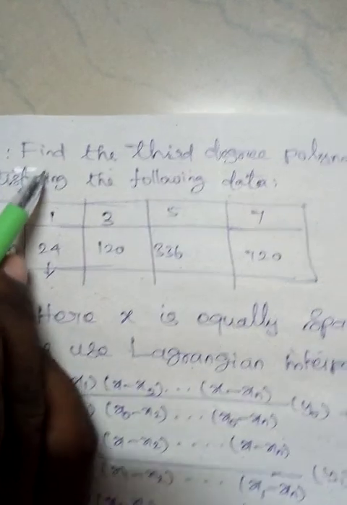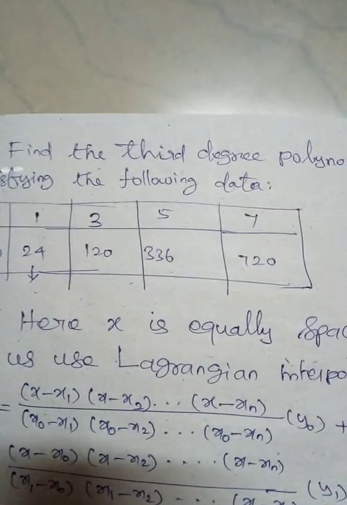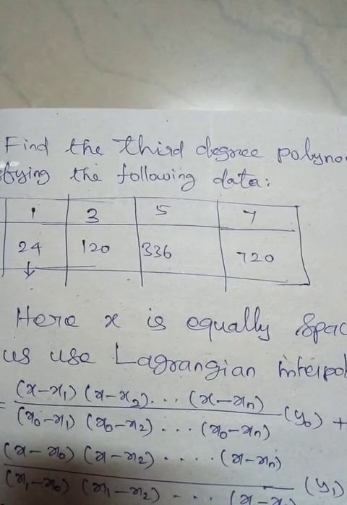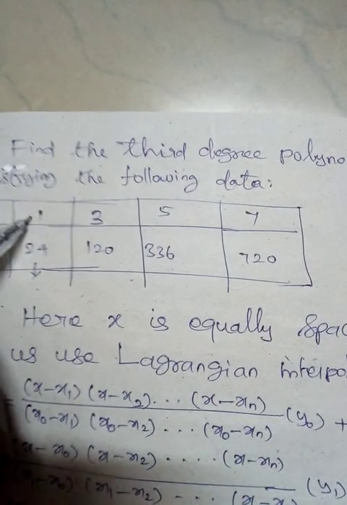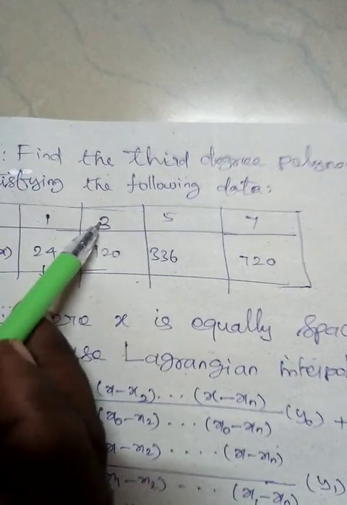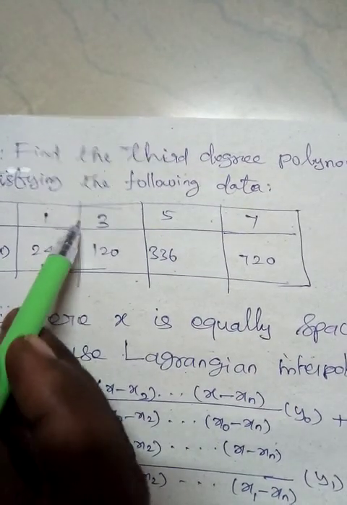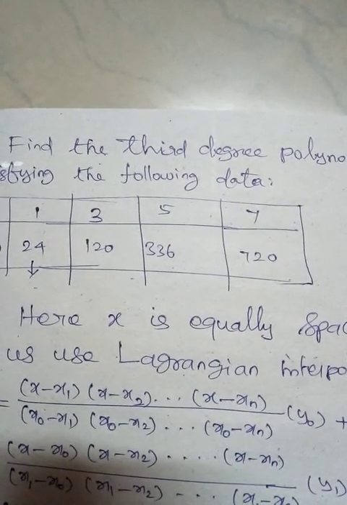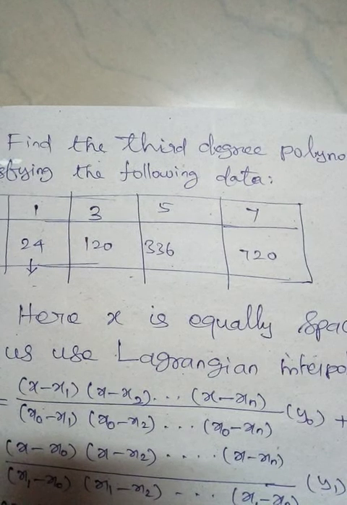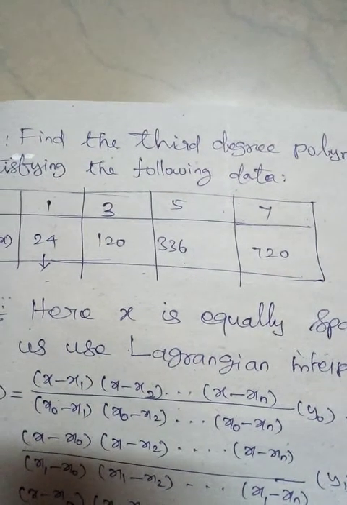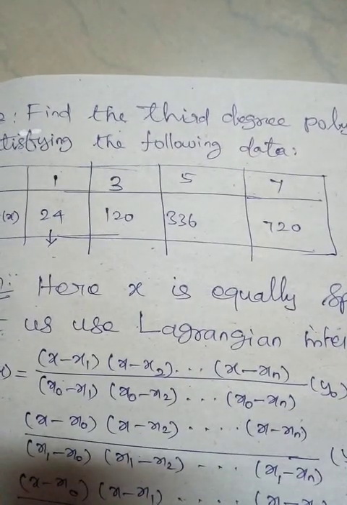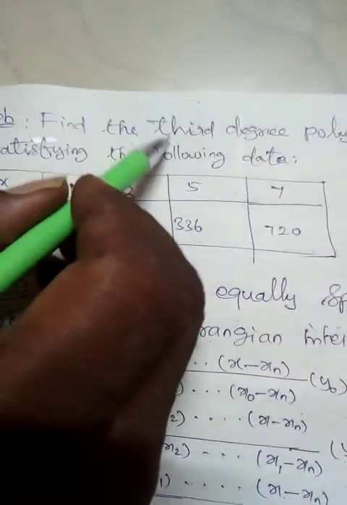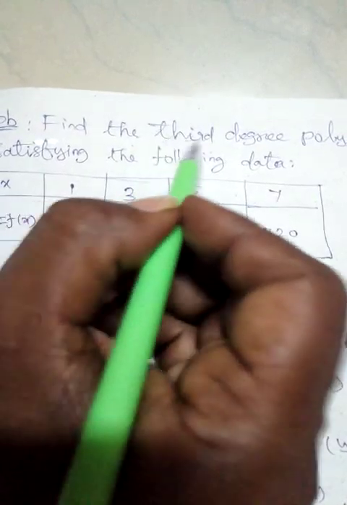So here we are asked to find the third degree polynomial. So how to identify? We are going to use Lagrangian interpolation formula. See the x values, 1, 3, 5, 7. The difference is 2, 2, 2. So all the values are equally spaced. So go to Lagrangian interpolation formula. Are you clear? So that is very important. If the x values are equally spaced, let us use Lagrangian interpolation formula. So here we are going to concentrate on third degree.